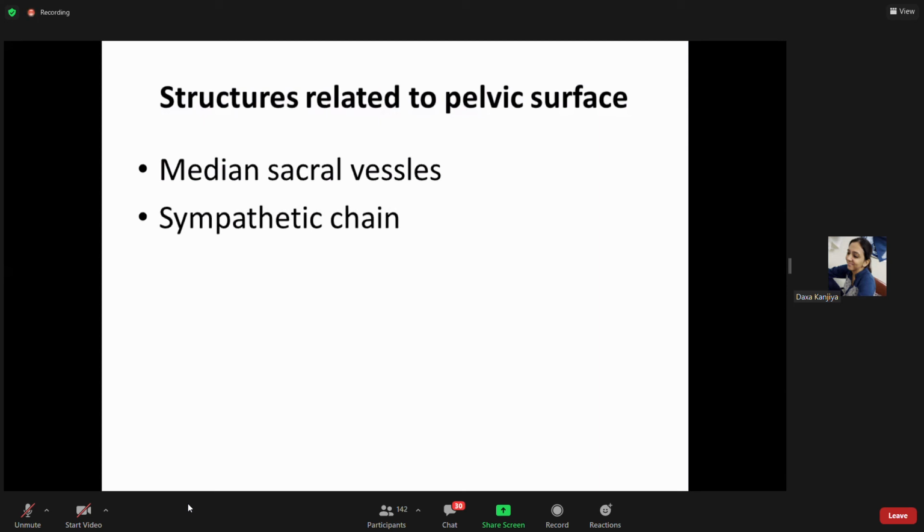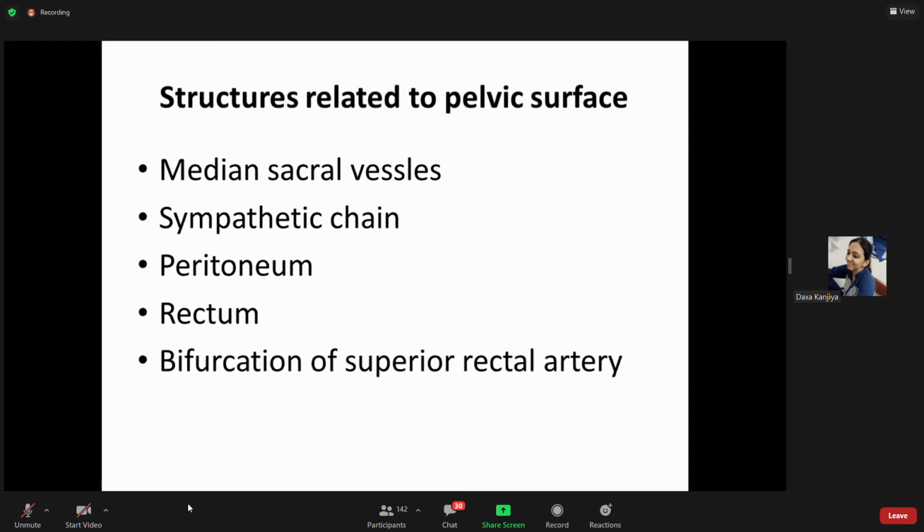Sympathetic chain, peritoneum, rectum, and bifurcation of superior rectal artery. So 5 structures related to the pelvic surface: median sacral vessels, sympathetic chain, peritoneum, rectum, and bifurcation of the superior rectal artery.